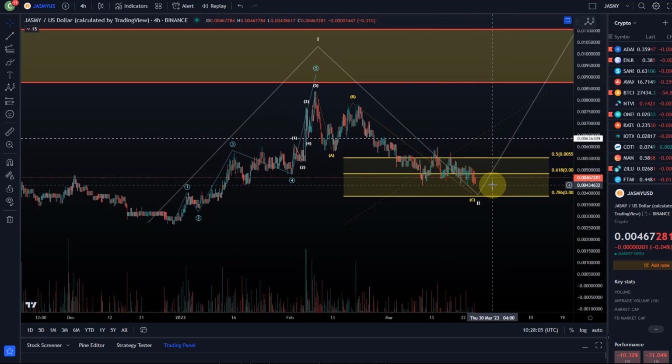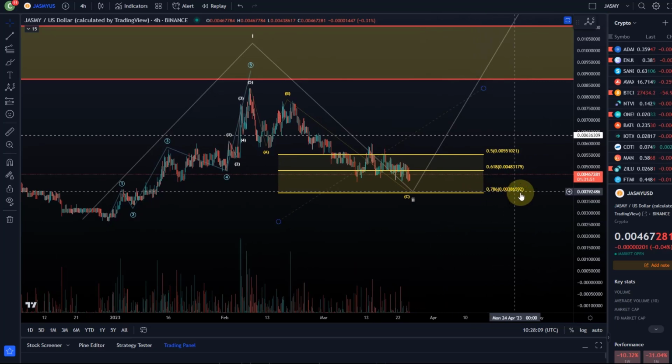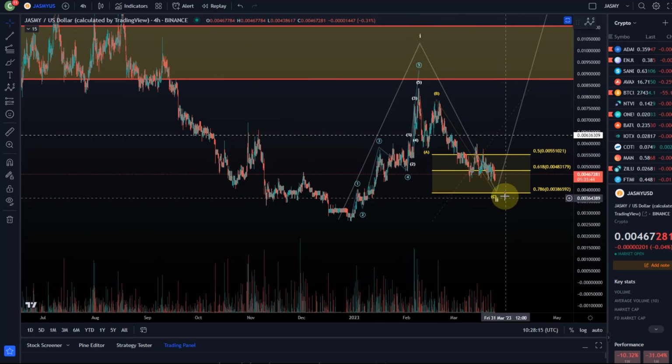As soon as we break below the last swing low at 0.43 cents, I think we're going to see it come down to the 0.386 cent level. Let's see if it holds there. If it doesn't, then this setup is going to get very unreliable. If it holds, it can rally in a third wave.